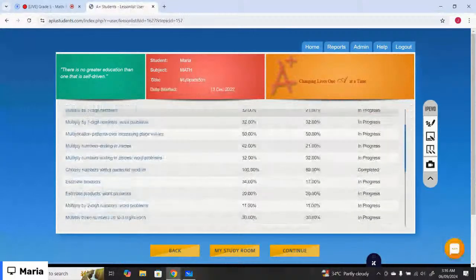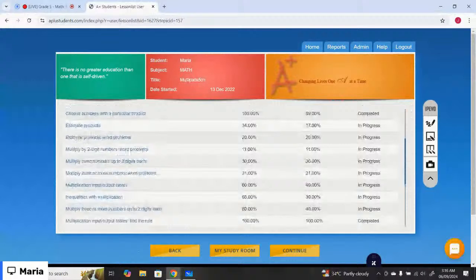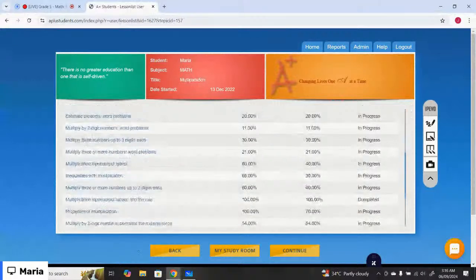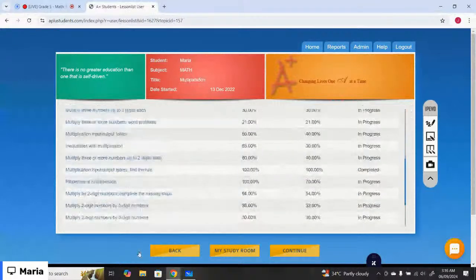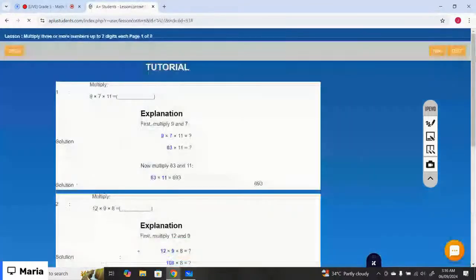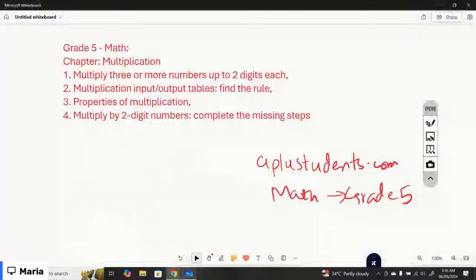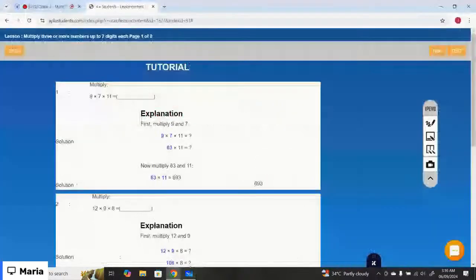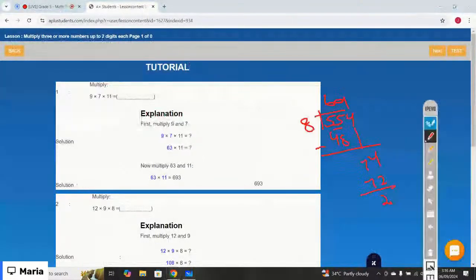The lesson we're going to start with is, here it is, multiply 3 or more numbers up to 2 digits each. That is 9 times 7 times 11, right? You are going to multiply more than two numbers, so they are 2 digits each, right? So start with the first one, that is 9 times 7 times 11, right?